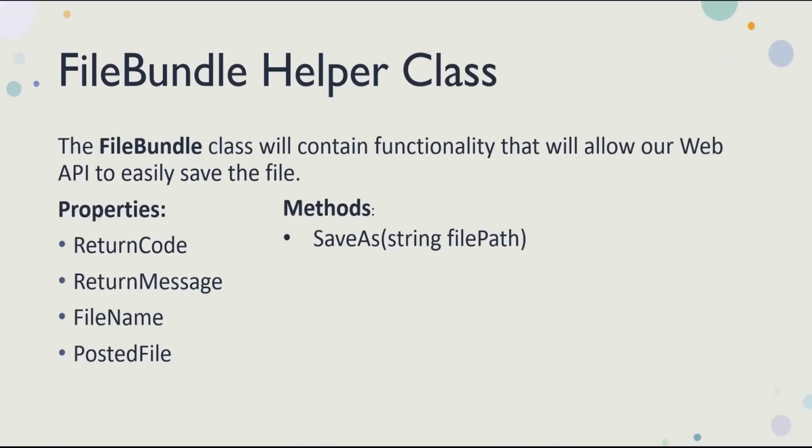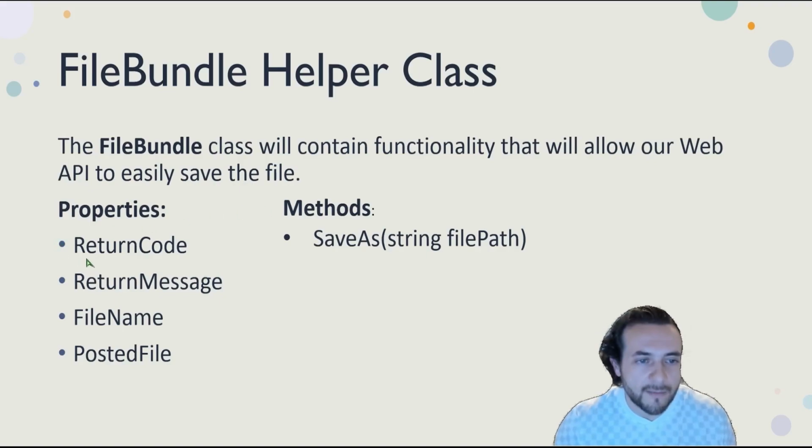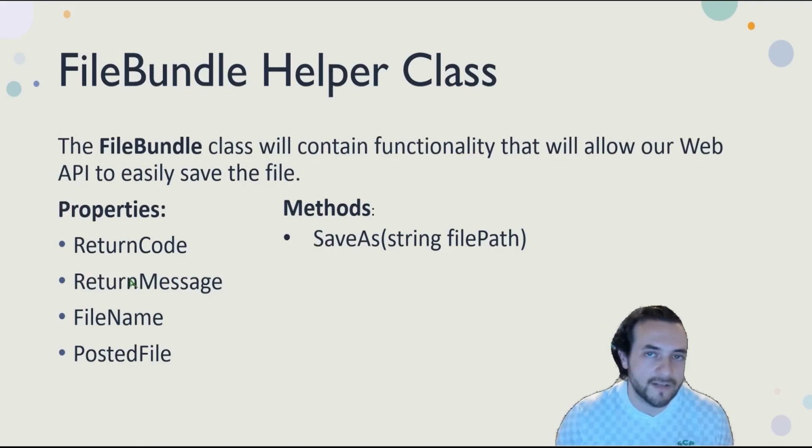Then we're going to create a file bundle helper class. This file bundle helper class is going to have a method called SaveAs. It's going to take a parameter called file path. That's just a helper class method that we're going to create to be able to save the file directly to my computer. It's going to have a couple of properties: return code and return message. If for some reason saving the file creates an exception, we're capturing that exception. We're going to return a return code, which is an integer of -1, and a return message of whatever the error is.